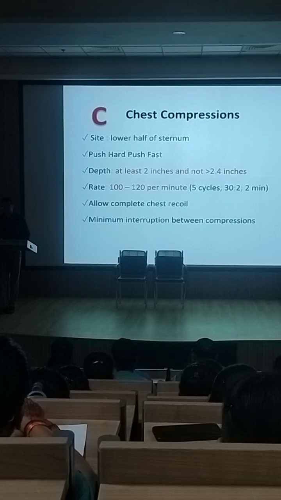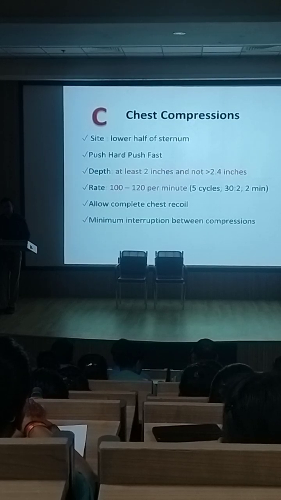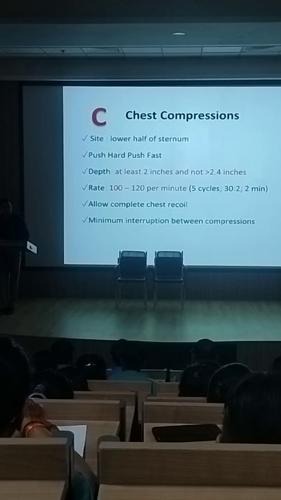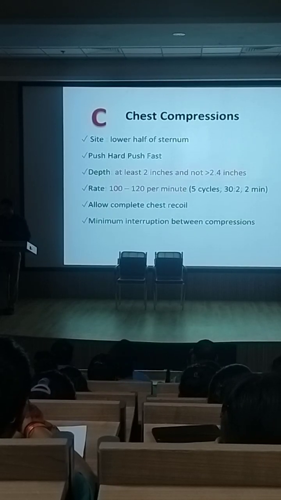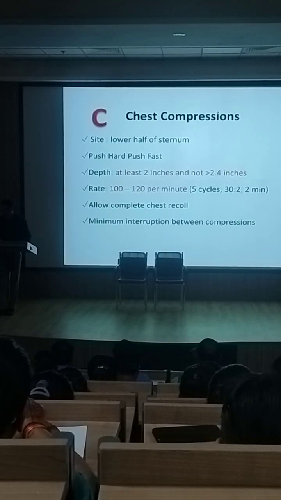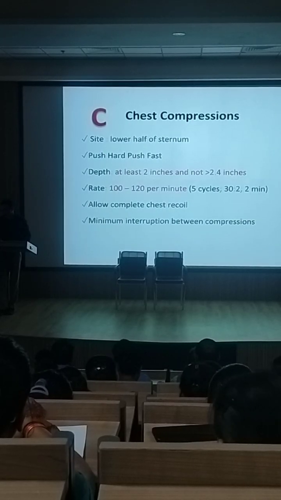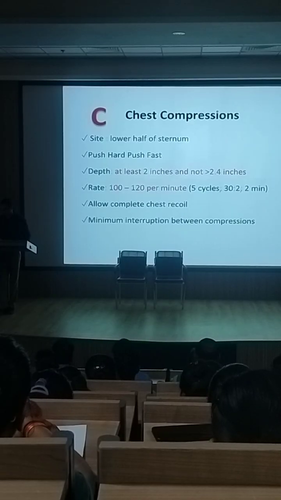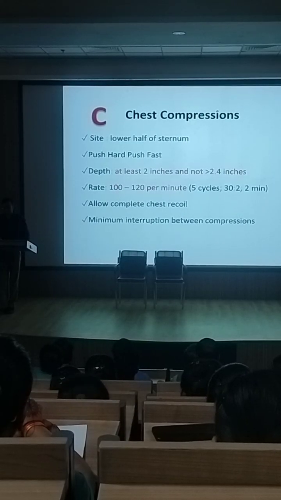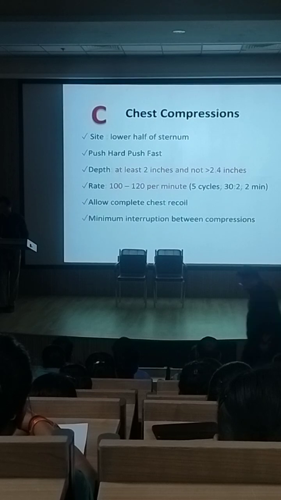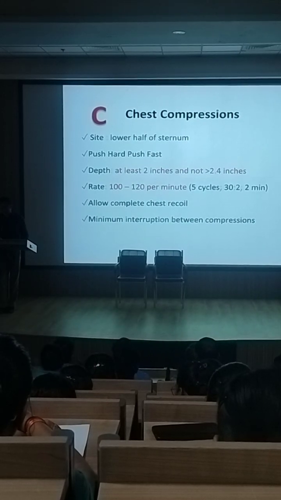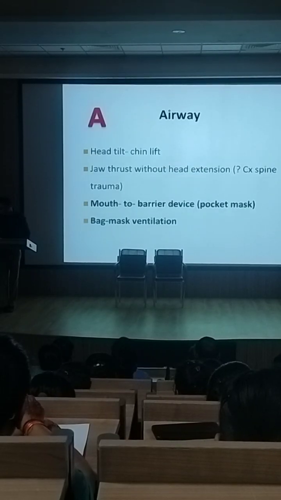Over-exaggerating the depth of compression could lead to injuries; the patient may end up with fractures of the ribs etc. and other thoracic injuries. Then the rate should be 100 to 120 per minute, and the ratio should be 30:2. Allow complete chest recoil, because chest recoil creates a negative intrathoracic pressure which ultimately draws air into the thoracic cavity. So we have to allow chest recoil. Minimum interruption within the compressions. I think I have told it in detail.